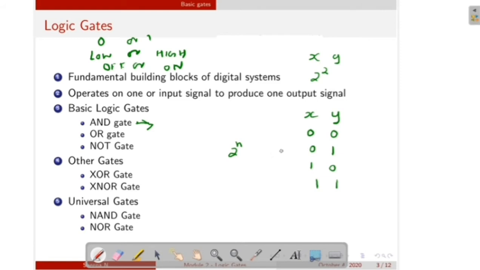There are different types of logic gates: basic gates, other gates and universal gates. Basic gates are the AND gate, OR gate and NOT gate. Other gates are the XOR gate and XNOR gate. Universal gates are the NAND gate and NOR gate. Next we will discuss these gates.